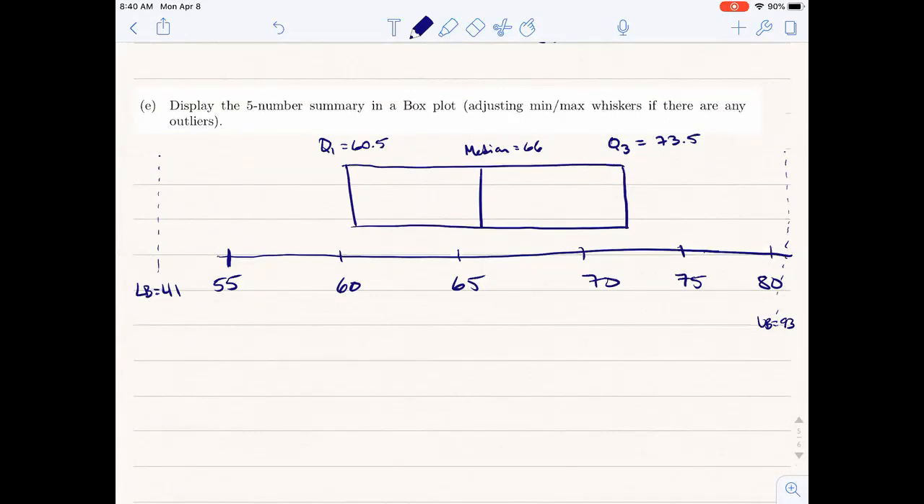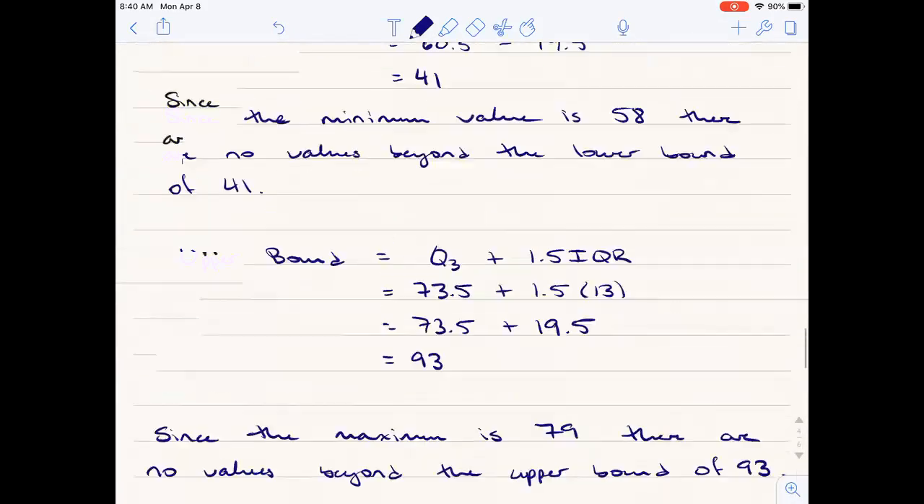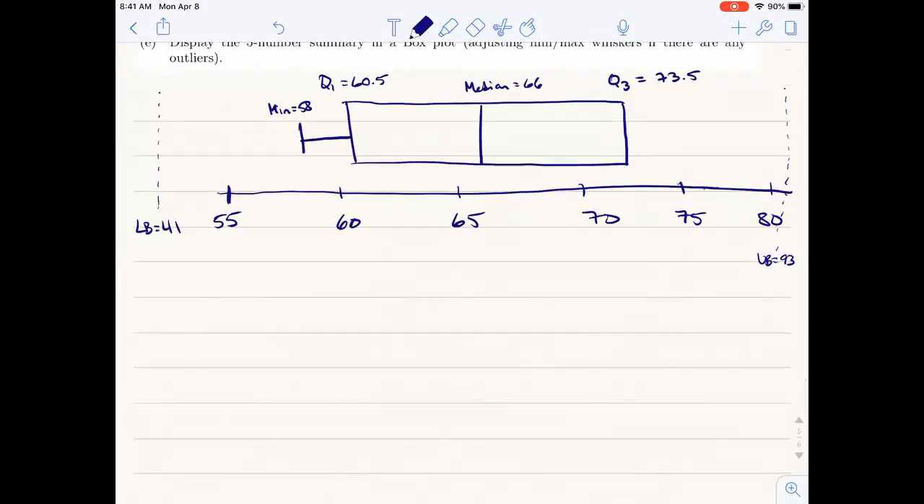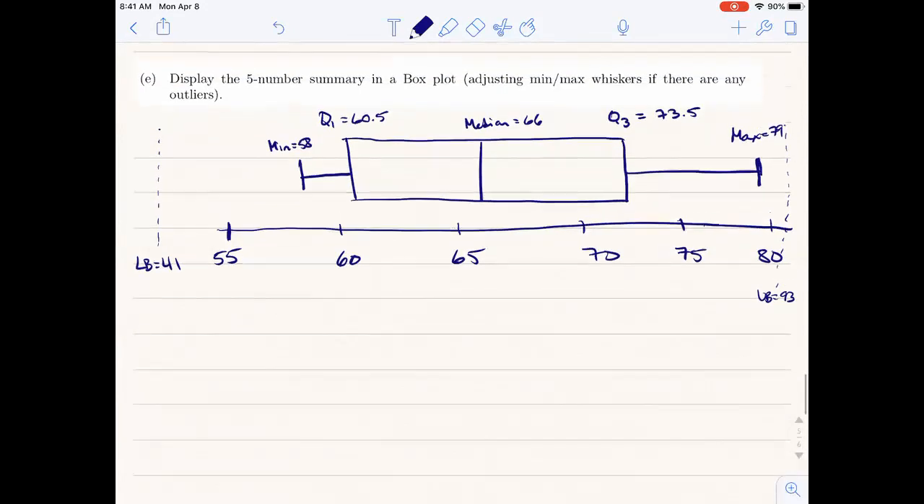Our minimum and our maximum are within these. So our minimum was 58. We just draw a shorter line at 58 and then attach it to make that whisker. And our maximum was 79. So we draw another whisker at 79. Let's say the max is 79. We've drawn a box plot.